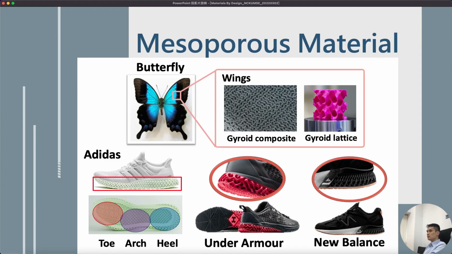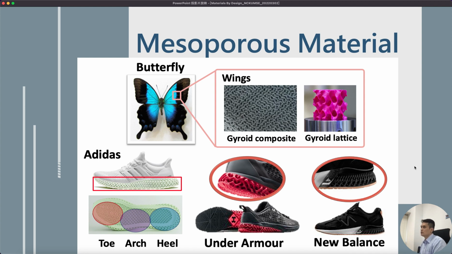But can we synthesize them? So this is a shoe from Adidas and Under Armour and New Balance. It's called 3D printing for shoes, and they use the ideas from metastructures. But what I showed you before is a gyroid structure, the wind gyroid composite. You can use a gyroid lattice to do so.